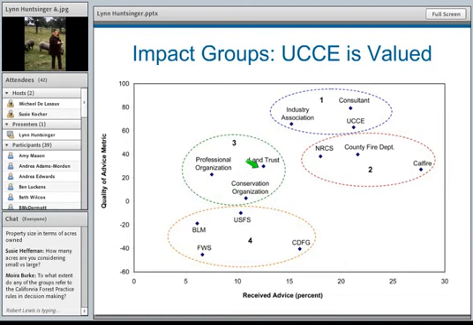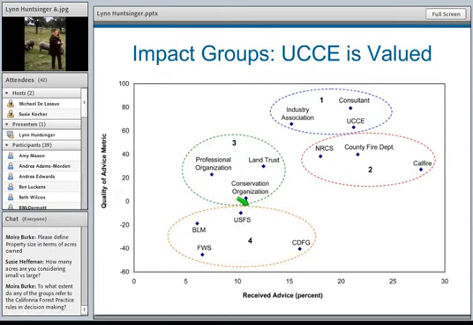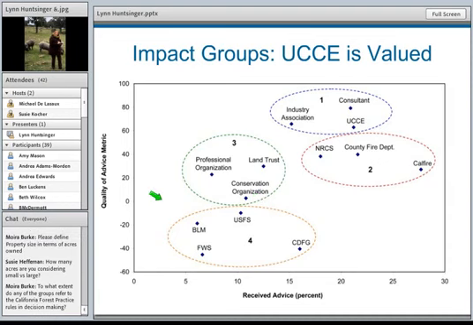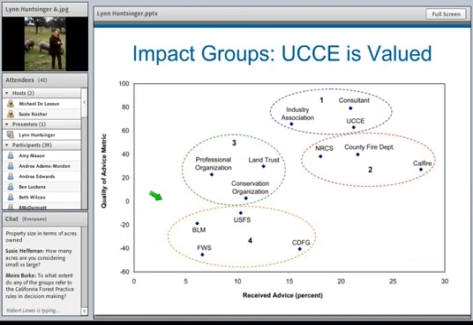But then when you go down here and you look over here, you've got professional organizations, conservation organizations, and land trusts. That's pretty highly valued, considering that not that many people get that kind of advice. And down here, when we look at the Forest Service and the Bureau of Land Management, the Department of Fish and Game, and the Fish and Wildlife Service, we find these at the lower end of advice being valued. And our hypothesis would be that it's because people are more nervous about advice from groups that either control or regulate natural resources.